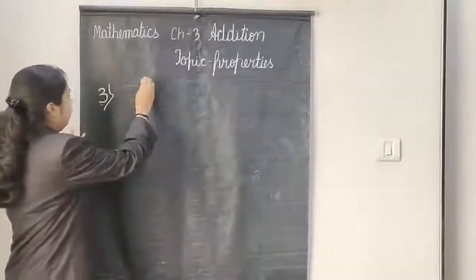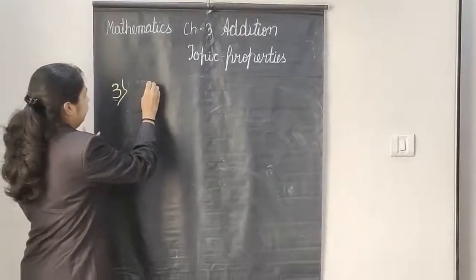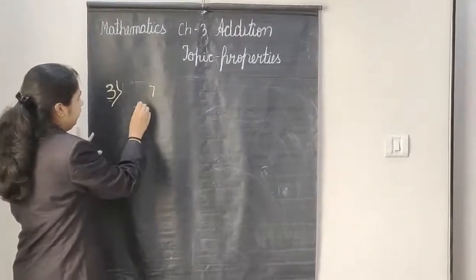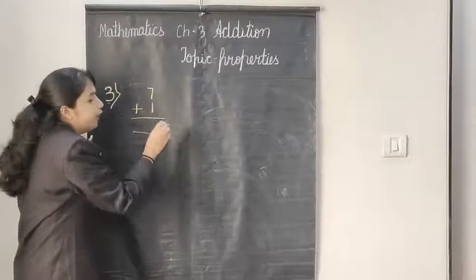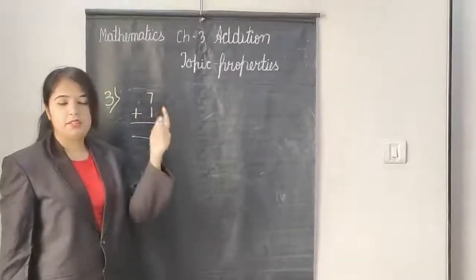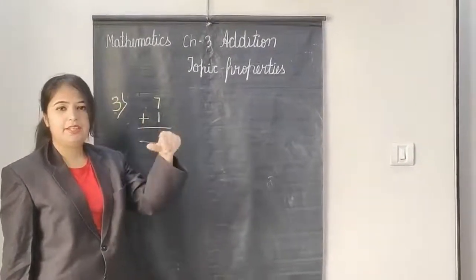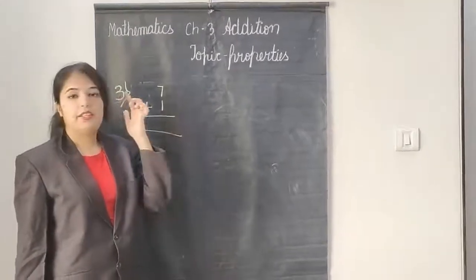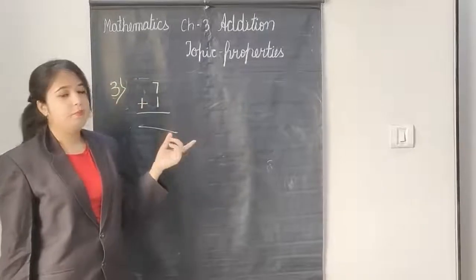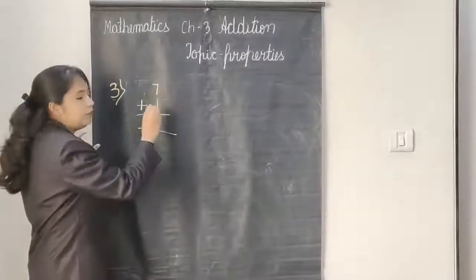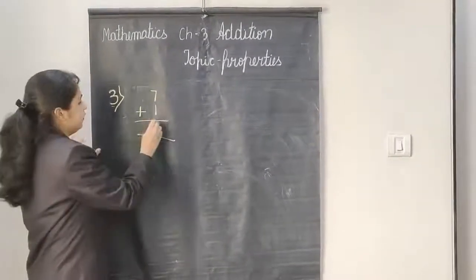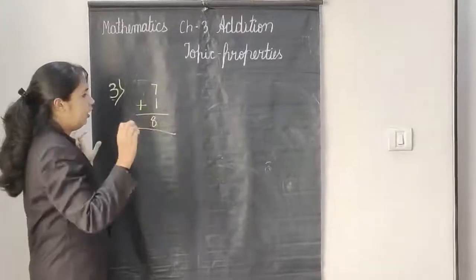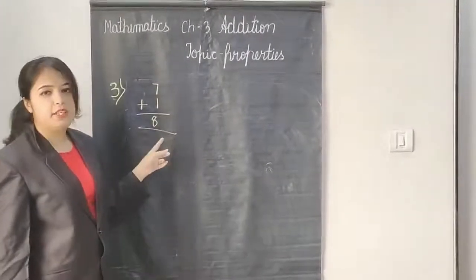Suppose my number is 7 plus 1. There is no need to count on the fingers. Keep 7 in your mind, use the property, and write the successor number of 7, meaning the after number of 7. That is 8. Now this is about single digits.